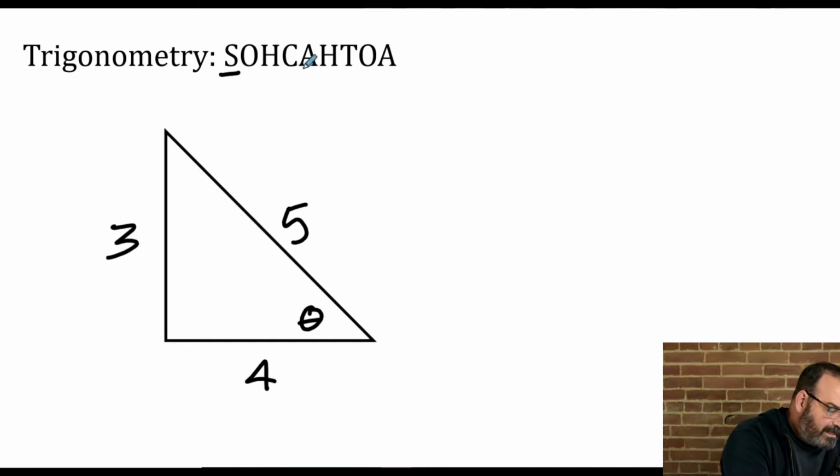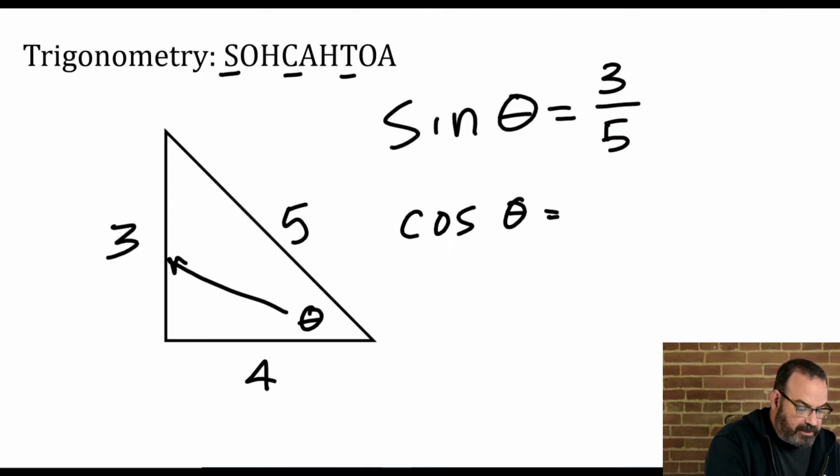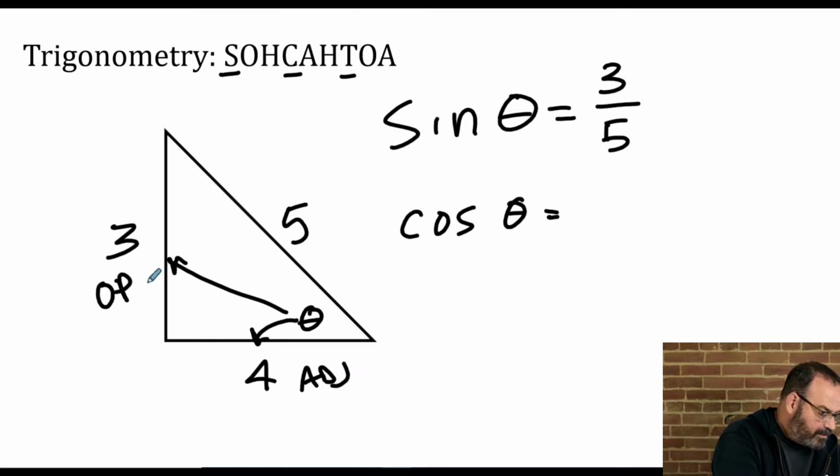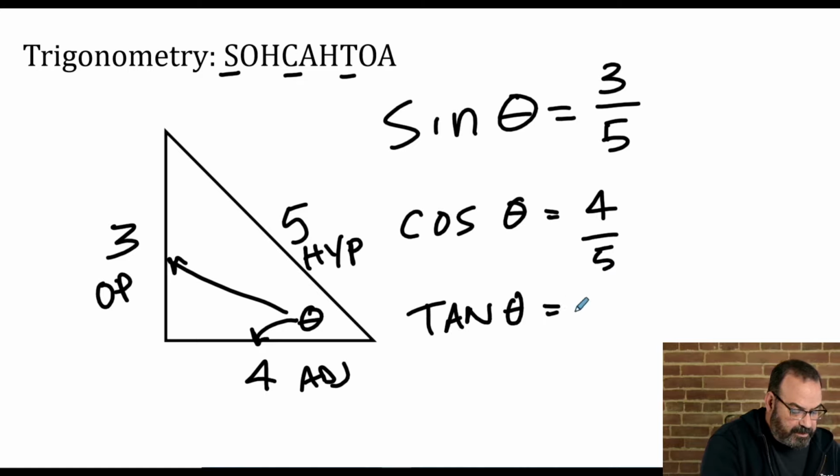SOHCAHTOA is sine, cosine, and tangent. The sine of angle theta is equal to its opposite side, 3, divided by the hypotenuse, 5. The cosine of theta is equal to the adjacent side. We'll call this the adjacent. We'll call this the opposite, and this the hypotenuse. And this is equal to 4 over 5. And the tangent of theta is equal to the opposite over the adjacent, TOA. So the opposite is 3, the adjacent is 4.